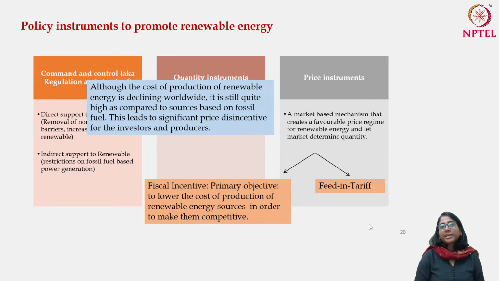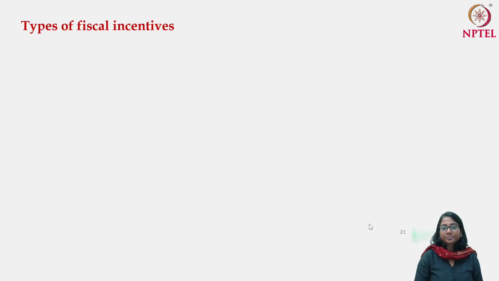So the primary objective of fiscal incentive is to lower the cost of production of renewable energy sources in order to make it more competitive. Now again, I would like to spend 1 minute on the term fiscal. So fiscal means budgetary, something which is related to tax and subsidy. So when the government gives some tax credit or some subsidy, all of them come under the fiscal incentive. But this is generally the meaning of fiscal. This is related to budget.